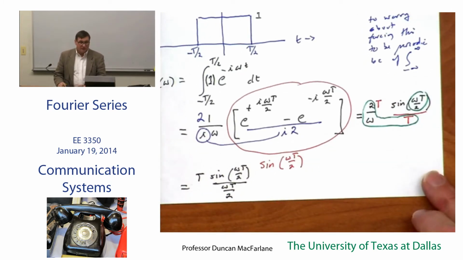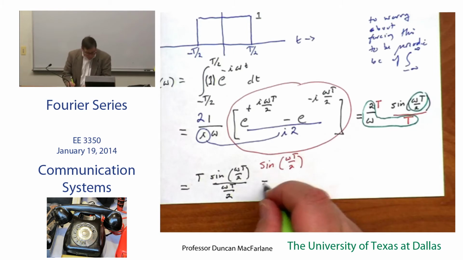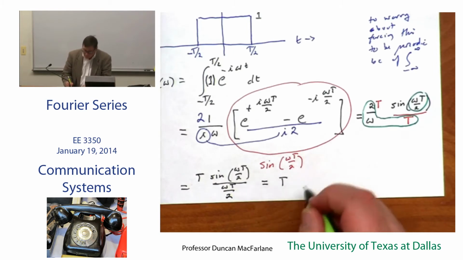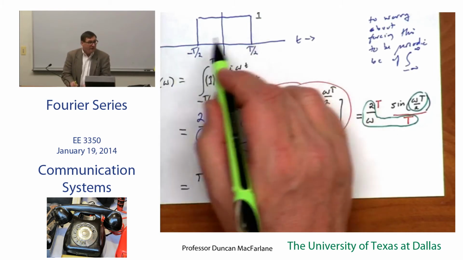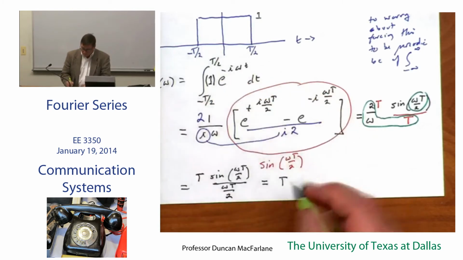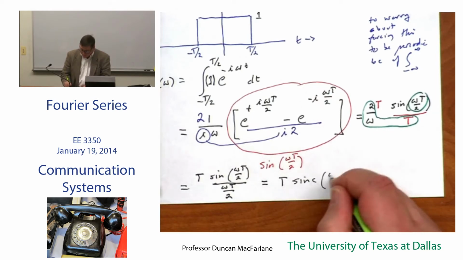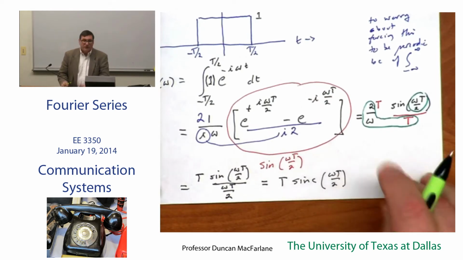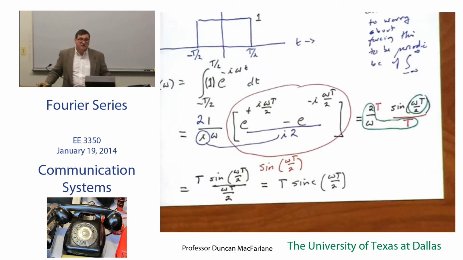Okay? And then that's equal to capital T, the length of the pulse, the area under the curve of the pulse, multiplied by the sinc function of omega capital T over 2. So here's your sinc function much more explicitly and in continuous frequency space.